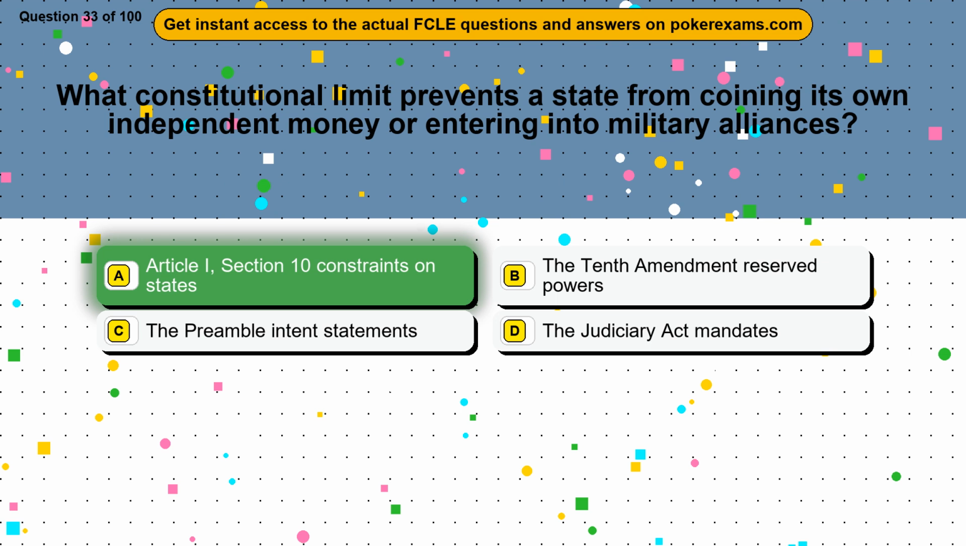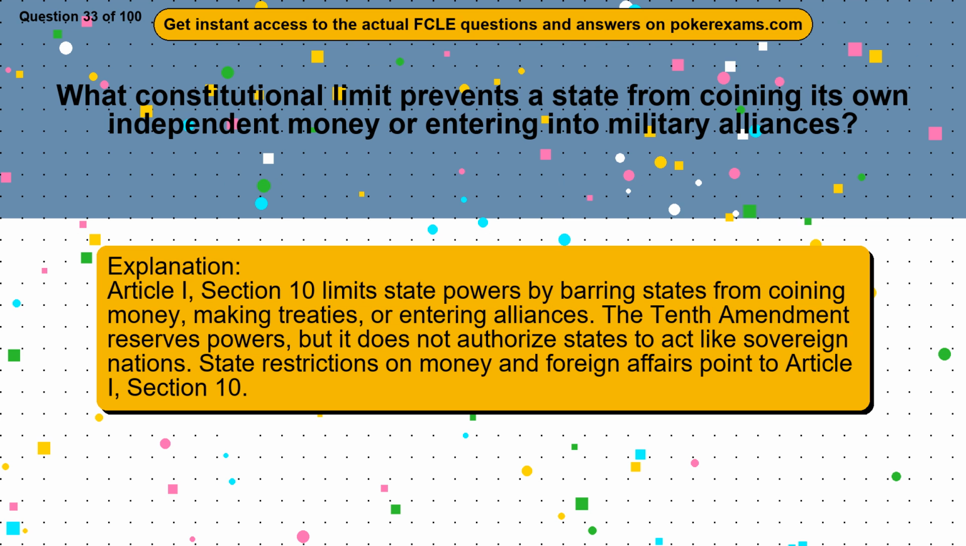Article I, Section 10 Constraints on States. Article I, Section 10 limits state powers by barring states from coining money, making treaties, or entering alliances. The 10th Amendment reserves powers, but it does not authorize states to act like sovereign nations. State restrictions on money and foreign affairs point to Article I, Section 10.